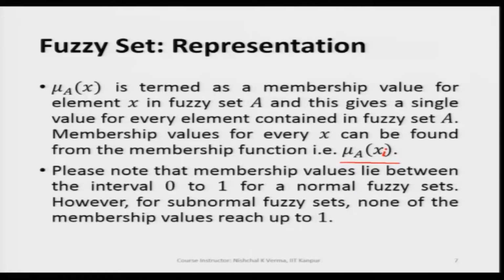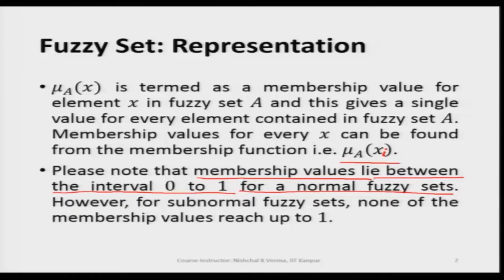One more thing to be noted here is that these membership values will be between 0 and 1. It is written here that membership values lie in the interval 0 to 1 for normal fuzzy sets. When we say normal fuzzy set, it means there may be fuzzy sets which are not normal. We normally call those sets subnormal fuzzy sets.